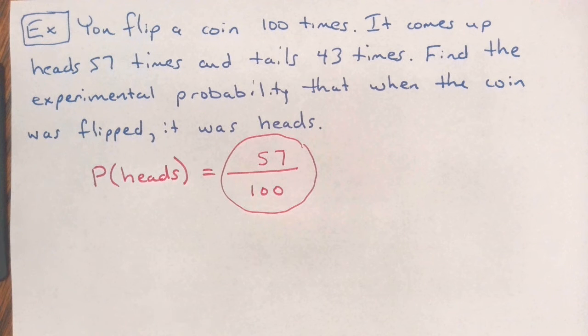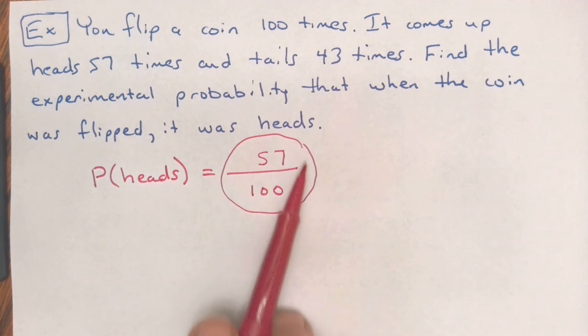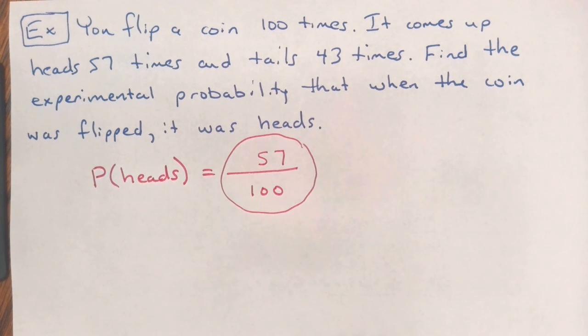When you conduct an experiment, if you were to continue doing more trials, more repetitions, you would expect that the experimental probability would get closer and closer and closer to the theoretical probability. So with 100 times, we ended up with 57 out of 100.